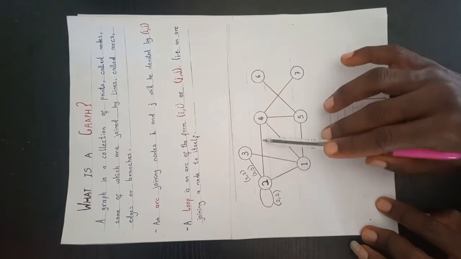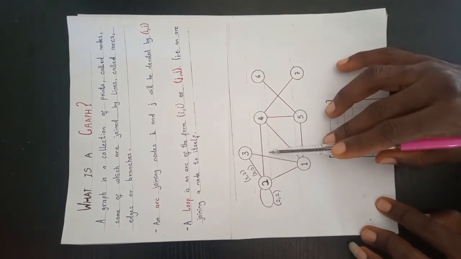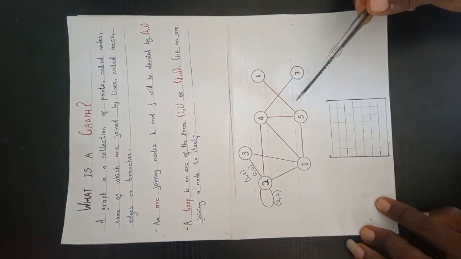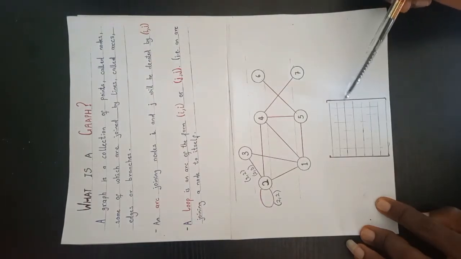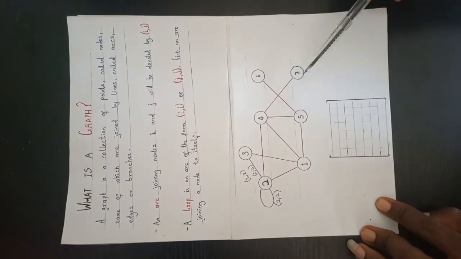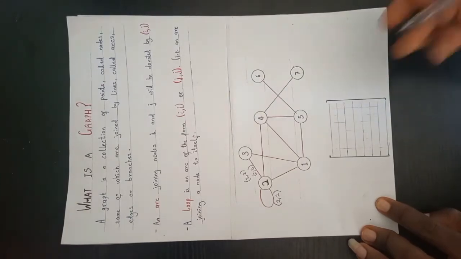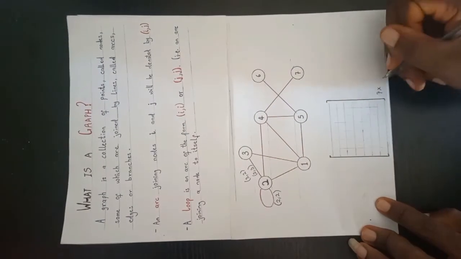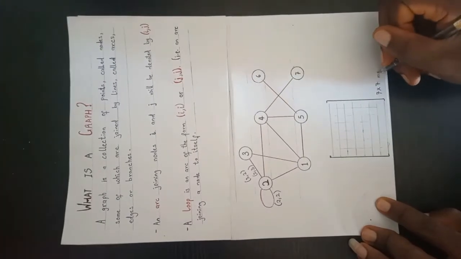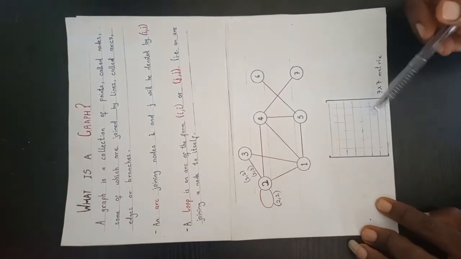Right here, we can have (2, 4) or (4, 2). Here we can have (1, 3) or (3, 1). Every graph can be represented with an incidence matrix. And how do we represent this graph with an incidence matrix? First of all, we check the number of nodes that this graph has. This graph has 7 nodes, and so the matrix that we'll have is a 7 by 7 matrix. And how do we represent it using this graph?